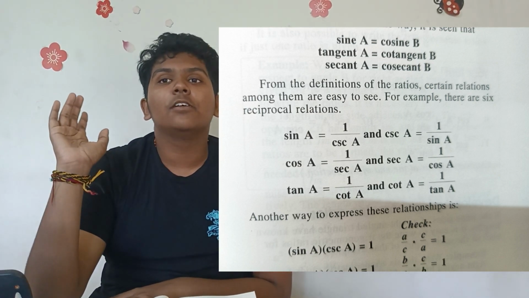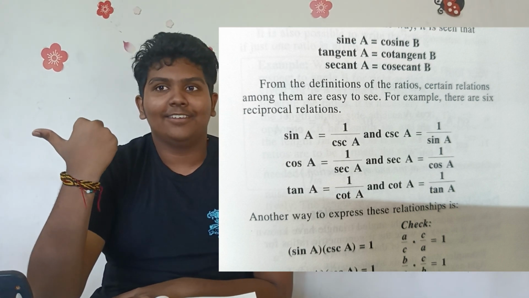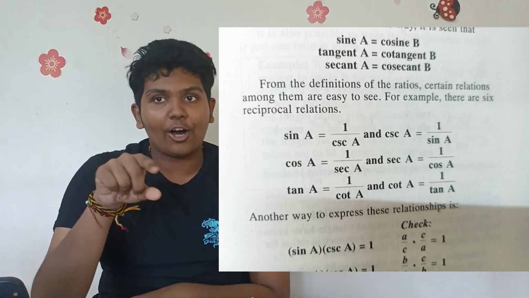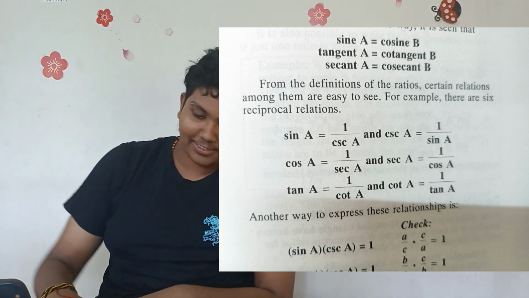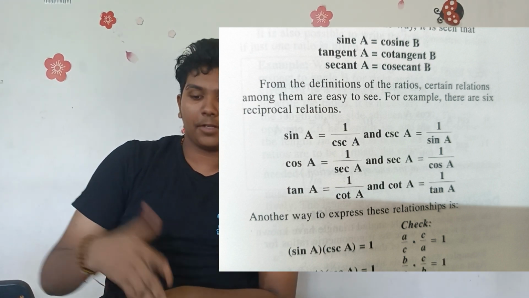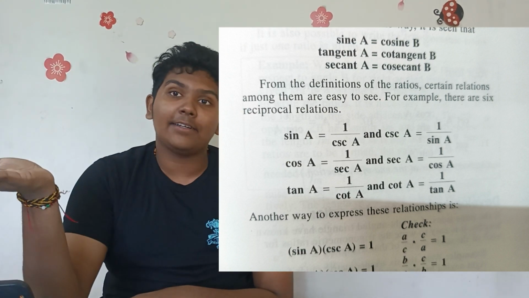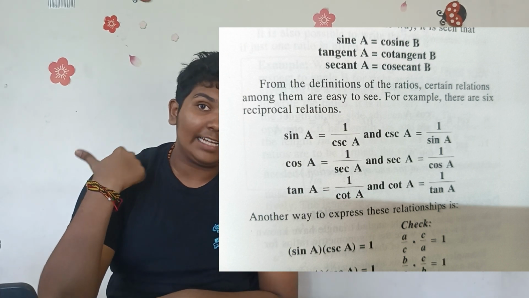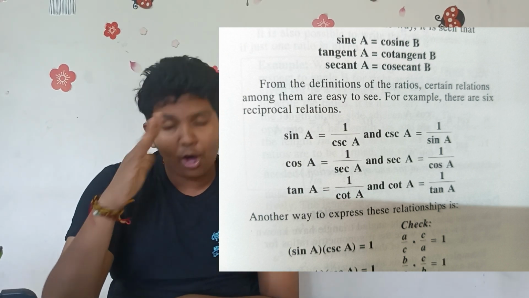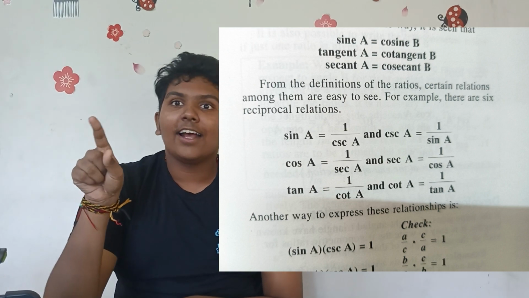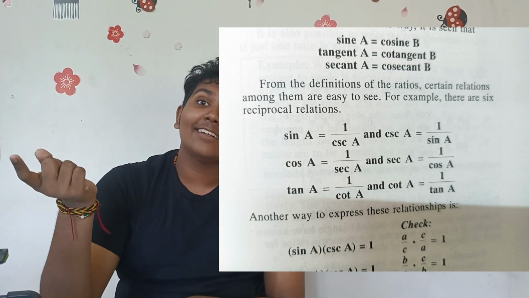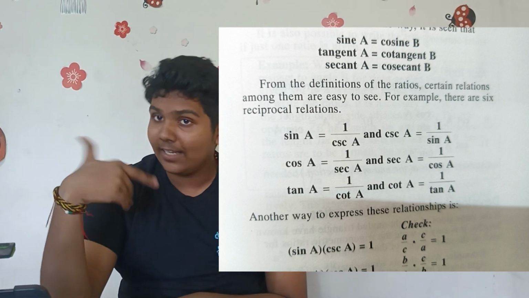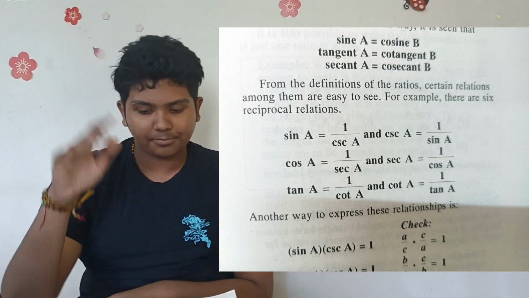Easy thing to remember: you are getting tan on the cot, at the beach. Not on the beach, on the beach and the sun. So I think that will be easy for you to remember. And the cot is getting tan under the sun. So you yourself are getting tan under the cot, under the sun. So cot A is equal to 1 by tan A. Tan A is equal to 1 by cot A.